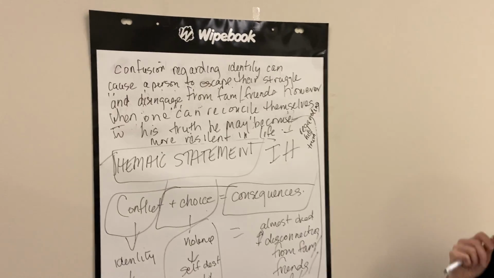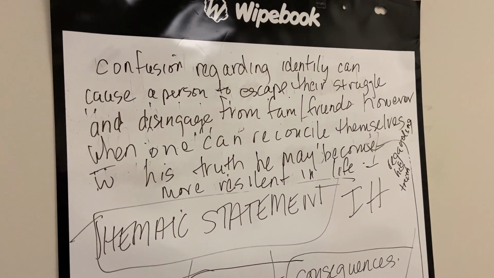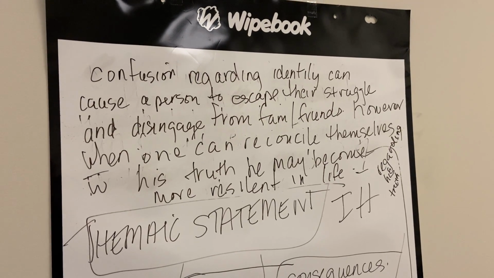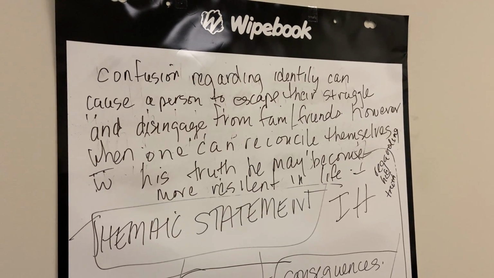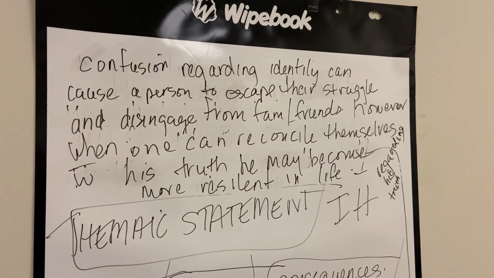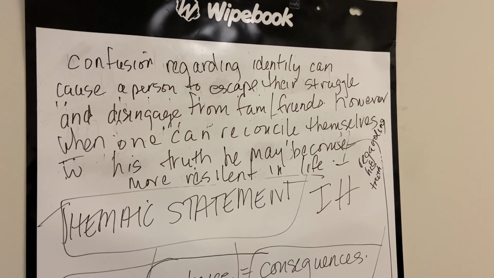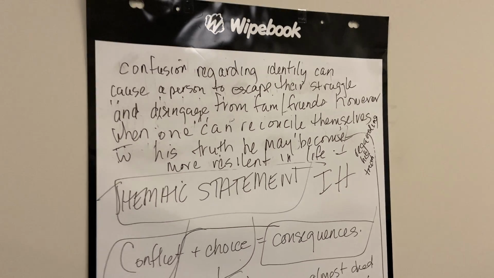So let's read it again from the beginning. Confusion regarding identity can cause a person to escape their struggle and disengage from family and friends. However, when one can reconcile themselves with his truth, he may become more resilient in life. And the other thing too is disengage from family or friends. We could even say disengage from one's history and culture. Exactly. You could play around with the different pieces.